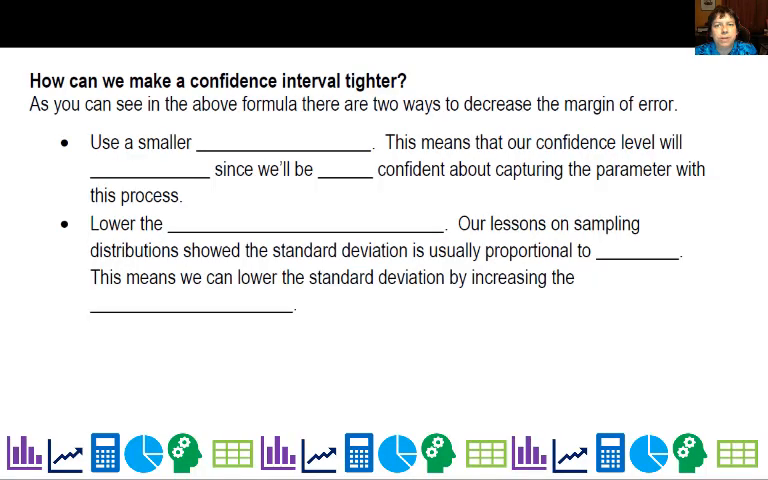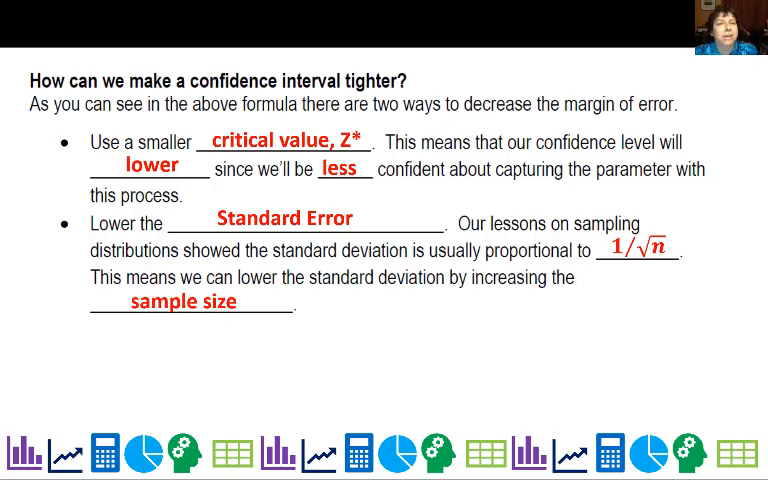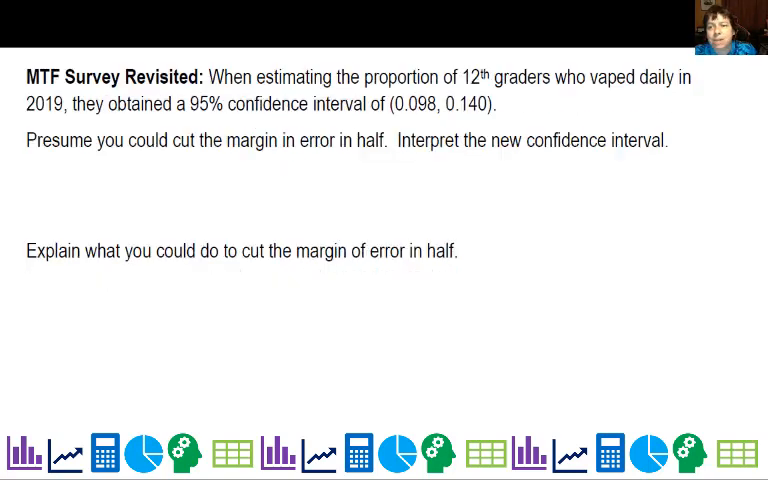Sometimes you don't want your plus or minus to be that large. So how can we make the confidence interval tighter? Well, we could use a smaller critical value, but that means our confidence level will lower and we'll be less confident. We could lower the standard error. So remember, we're getting this value from our sample, and it's proportional to 1 over the square root of the sample size. This means we can lower the standard error by increasing the sample size.